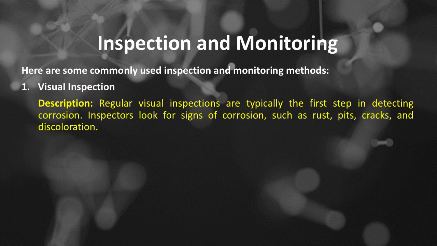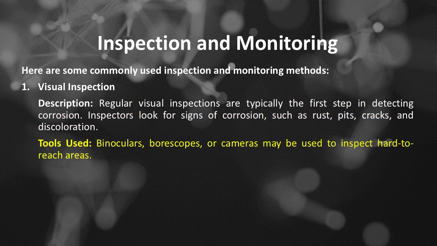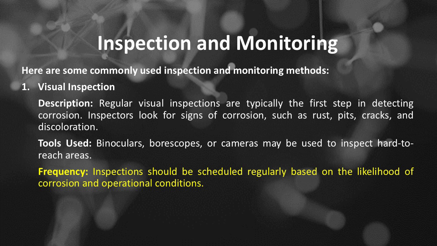Visual inspection description. Regular visual inspections are typically the first step in detecting corrosion. Inspectors look for signs of corrosion, such as rust, pits, cracks, and discoloration. Visual inspection tools used: binoculars, borescopes, or cameras may be used to inspect hard-to-reach areas. Visual inspection frequency. Inspections should be scheduled regularly based on the likelihood of corrosion and operational conditions.